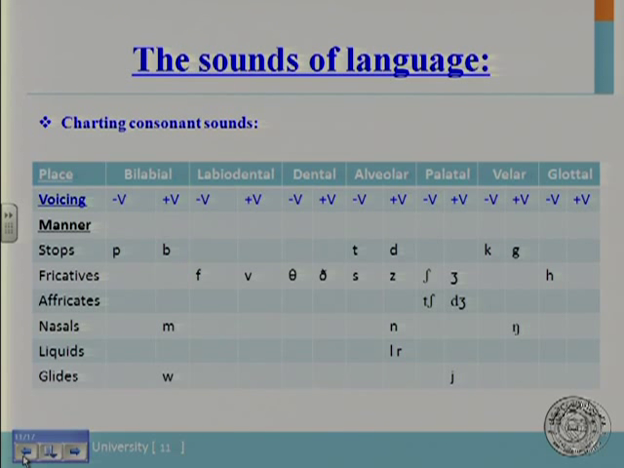And finally here we have one glide sound, that is ya, as in yes, yet, you. We have only one sound, that is palatal, glide, of course, voiced sound.